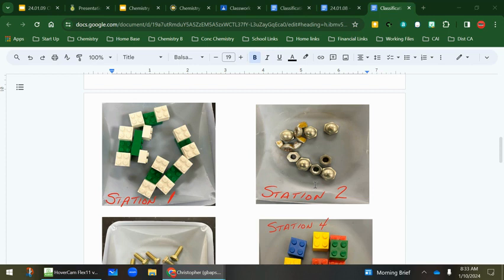Now, that doesn't mean that's the only answer, Jerry. I see you kind of looking at it like maybe you had something different. What did you have? Homogeneous mixture because the ratio was definite. Okay, the ratio is definite, but how many different things are in here?